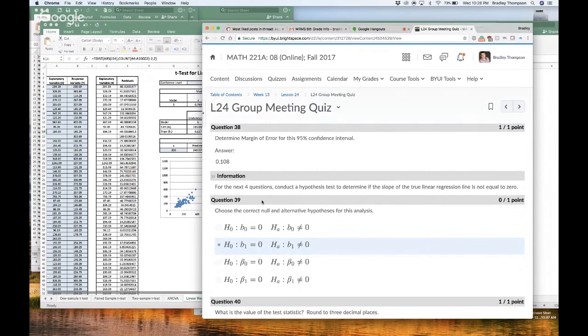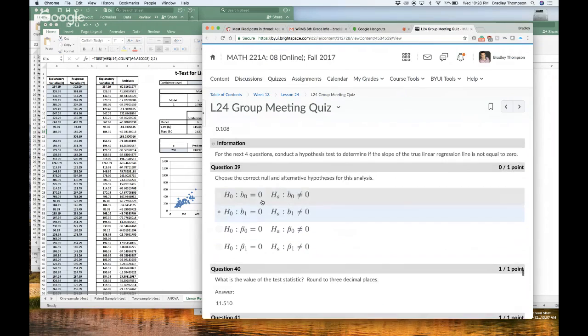We missed 39. Really? Interesting. 39. Where's my 39? Is it like capital B1 or? Hold on. What's the question anyway on the top? Hold on. Let me go back to the main question. Slope of nonlinear or of true linear regression is not equal to 0. Oh, there it is. Hold on. Let me see.